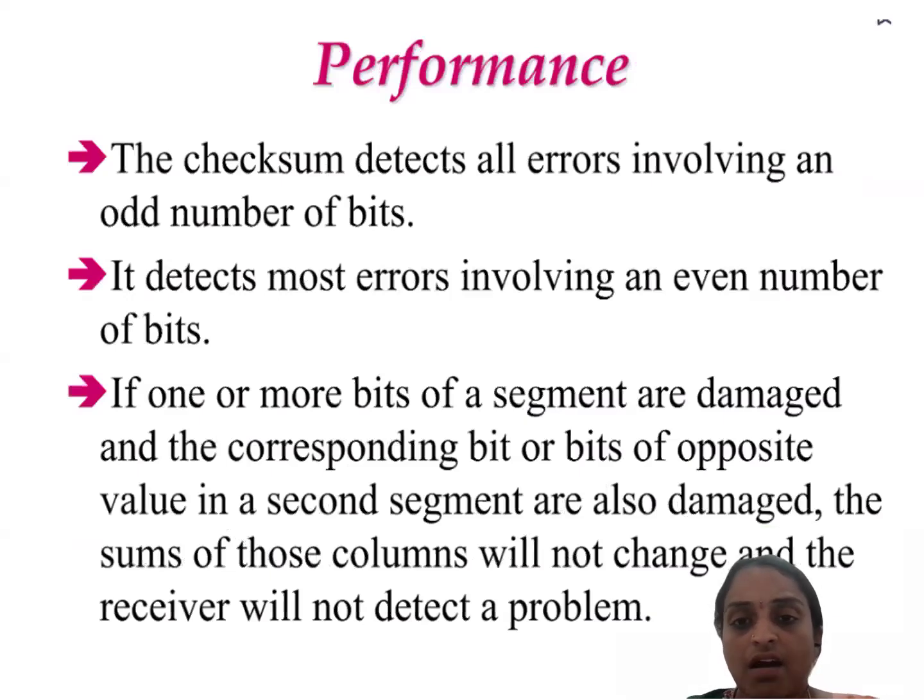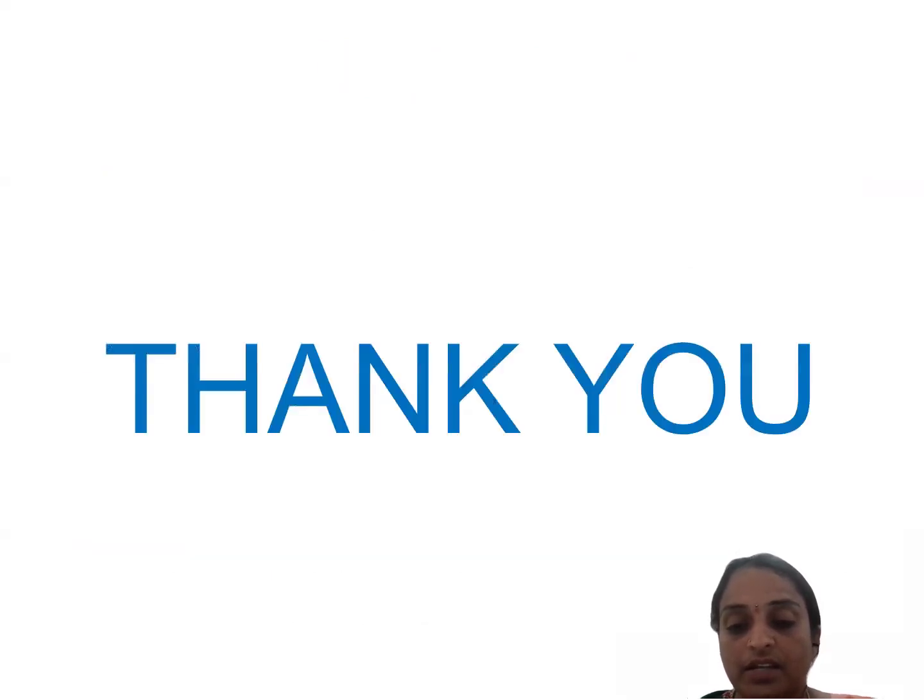Checksum detects all errors involving an odd number of bits. It detects most errors involving an even number of bits. If one or more bits of a segment are damaged and the corresponding bits of opposite value in a second segment are also damaged, the sum of those columns will not change and the receiver will not detect a problem. Okay, thank you. These are all the error detection.